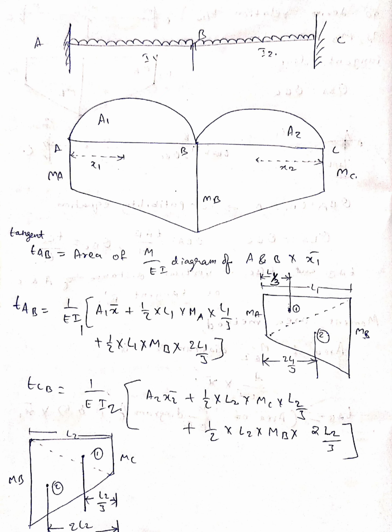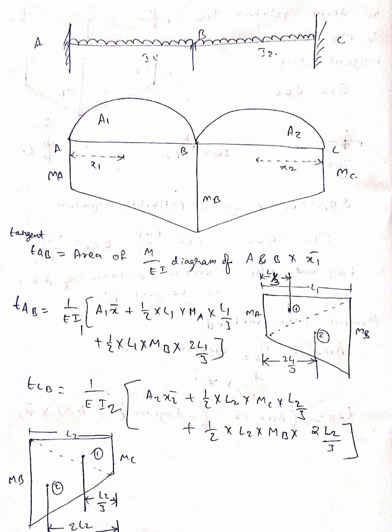So 1 by EI1, because between A and B it is I1, into A1 x1 bar. So A1 x1 bar is the area into center of gravity for the simply supported case above the line, you can see. Plus, the bottom part we have divided into two parts, 1 and 2. So the first part area is half into L1 into MA, then x bar from A is L1 by 3, plus the second one area is half into L1 into MB. The centroid distance from A is 2L1 by 3.